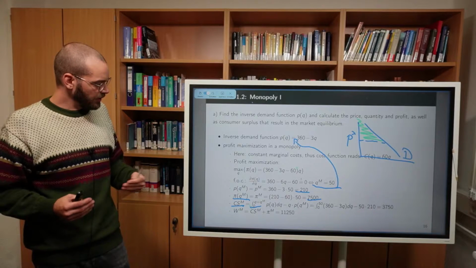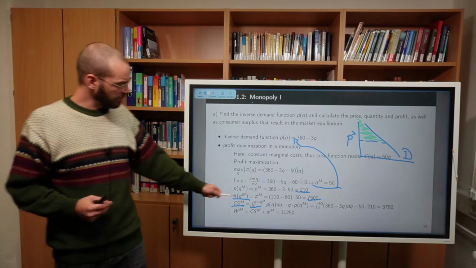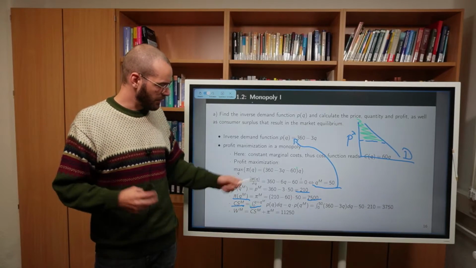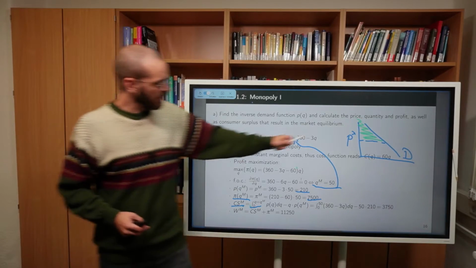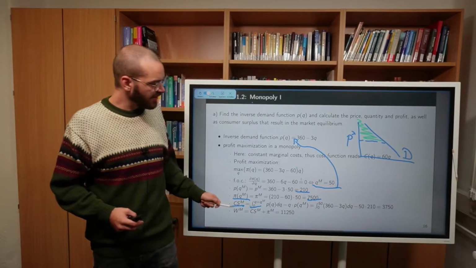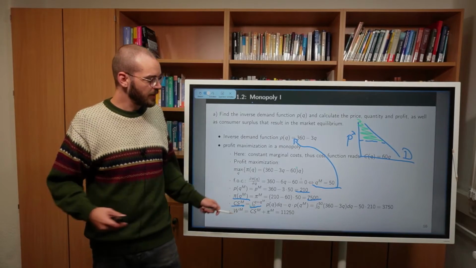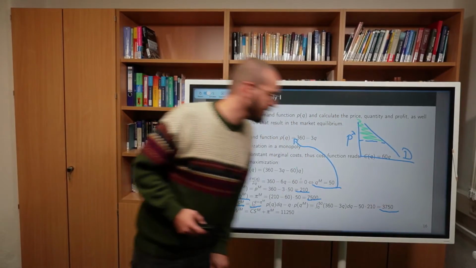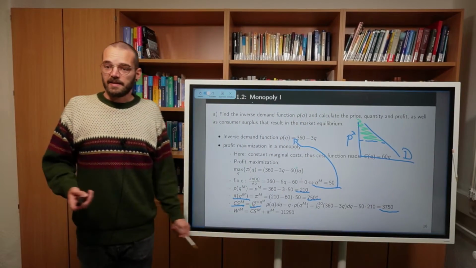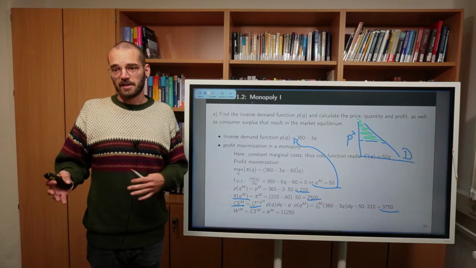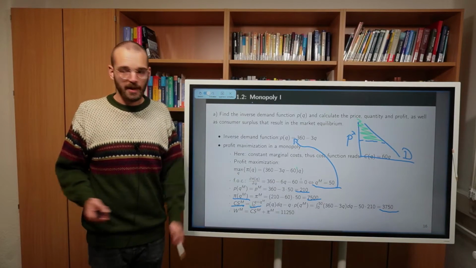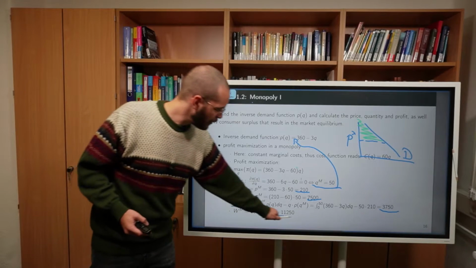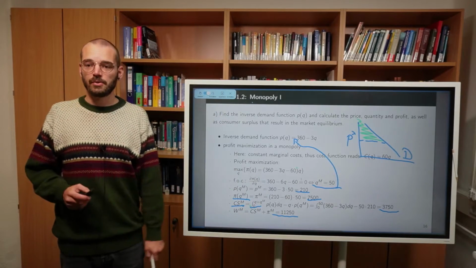Now, if we use the equilibrium quantity, equilibrium prices, etc., we can calculate this area and we can find out that the consumer surplus in equilibrium is 3,750. And of course, knowing profits as well as consumer surplus, we can then calculate total welfare as the sum of both, so 11,250.